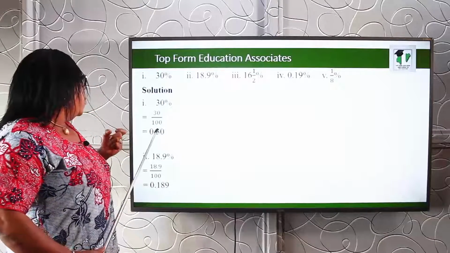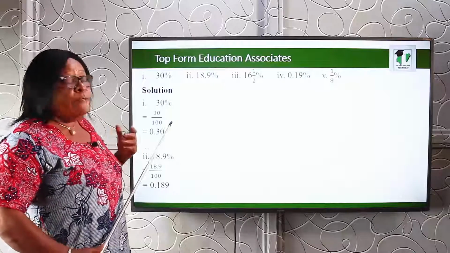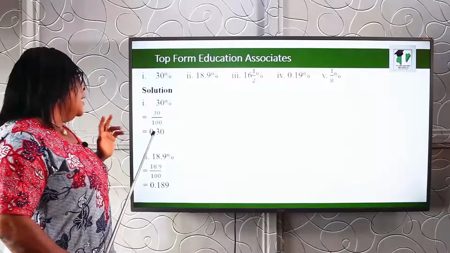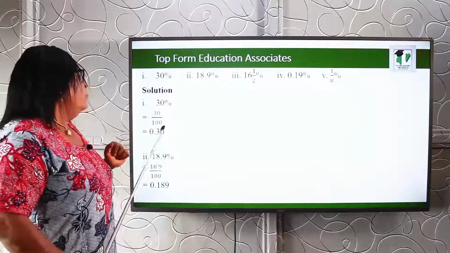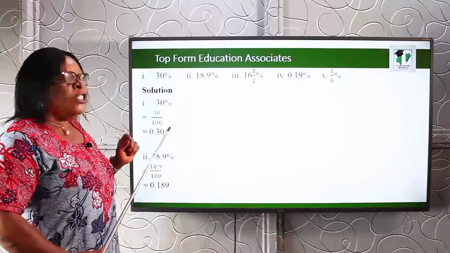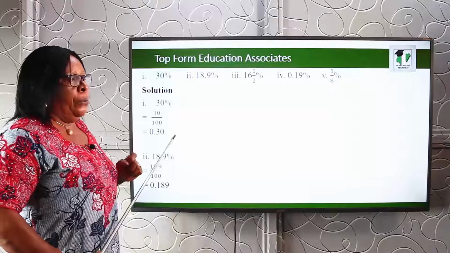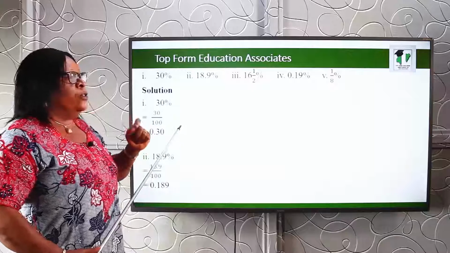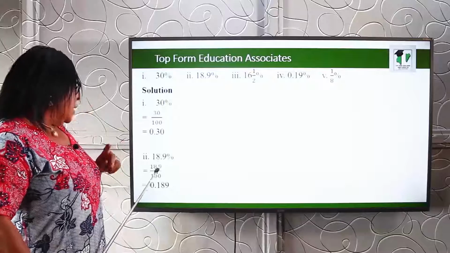This 0 at the end of a decimal number does not have any value. I also want you to note that after the decimal point, you pick the digits one by one. For example, 0.30, you pick the digits one by one. Hope you understand that.